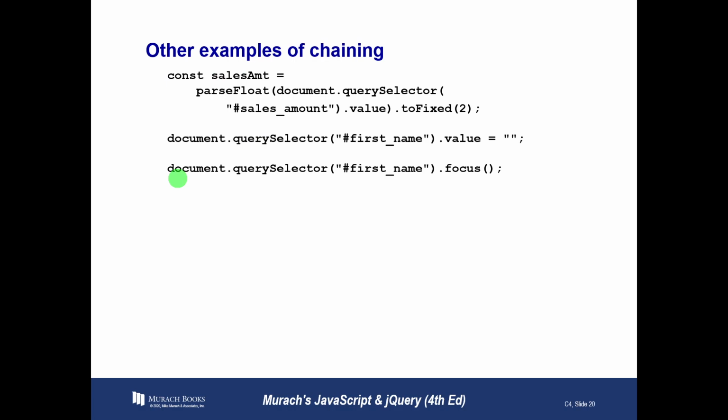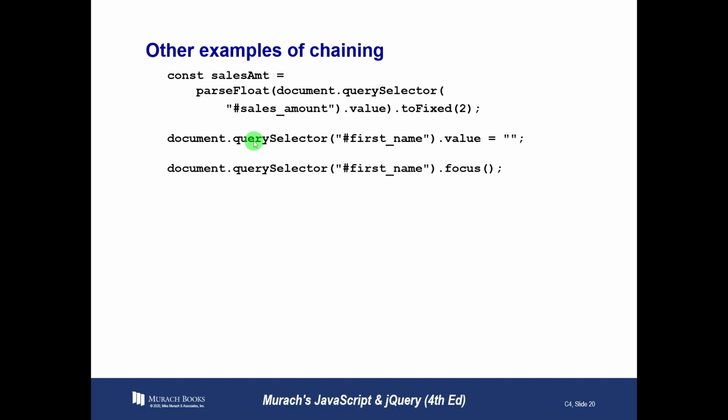Let's look at some other examples of chaining. So let's see what this one does. Here's the toFixed method that we talked about from the number object that lets us round something to 2 decimal places in this case. So we're using document query selector. We're finding the object on our page that has an ID of sales amount. That's in these parentheses, this parenthesis and that parenthesis. And we're getting its value, and then we're parsing its value to a float, and then rounding that float to 2 decimal places and storing it in sales amount. So looks like 4 things are happening there, all with chaining.